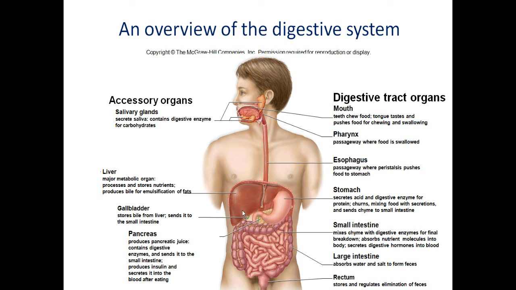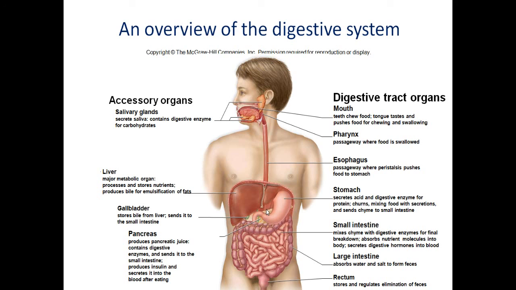Okay, so it's going to process and store some nutrients like glycogen, glucose. Okay, it's going to make bile. So bile is important for us to digest fats. It's also going to make some digestive enzymes that we have to use. The gallbladder is under your liver, okay, and it stores bile. So the liver makes it, and if you're not eating a fatty meal, the bile gets stored in the gallbladder for the next time you do eat a fatty meal.